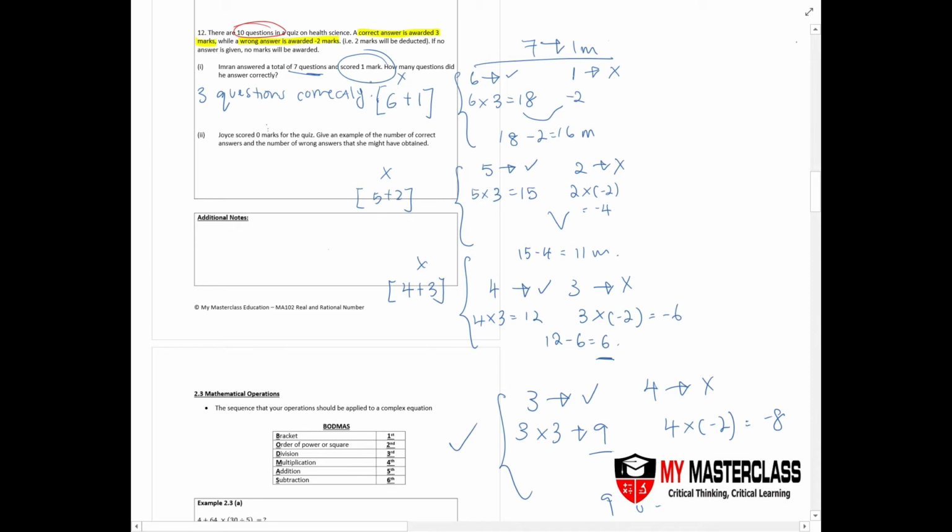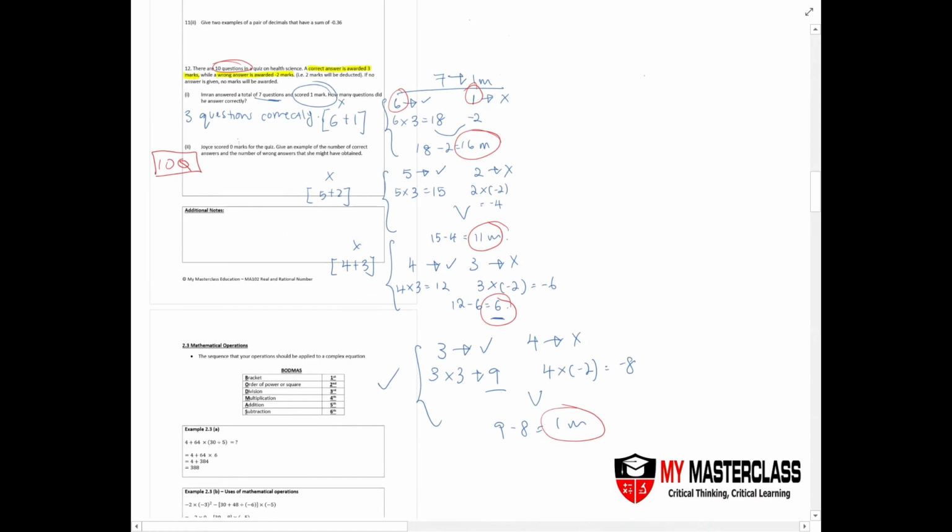Joyce answered 0 marks for the quiz. Give an example of the number of correct answers and the number of wrong answers that she might have obtained. In Joyce's case, there is a total of how many questions? 10 questions. Can you see a trend that if you have one with a very huge lopsidedness, let's say 6 and 1, your total number of marks is very huge? But when you narrow your gap, the number of marks decreases along the way. This is what I want you to notice. Learn how to read trends, because finding trends is going to help you in many kinds of questions.